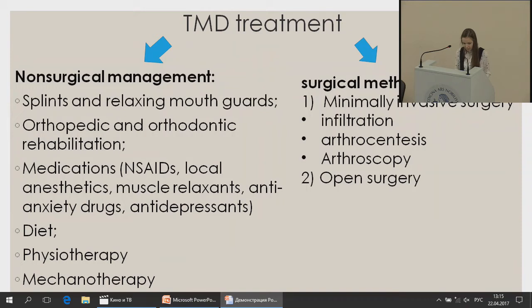Methods of treatment of temporomandibular joint disorders can be divided into two groups: surgical or non-surgical. Usually, a doctor uses both methods. Sometimes non-surgical therapy replaces surgical, or comes after or before surgical. As I said before, there are many consequences of this method used for treatment.